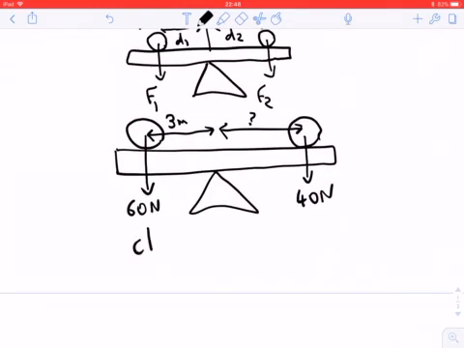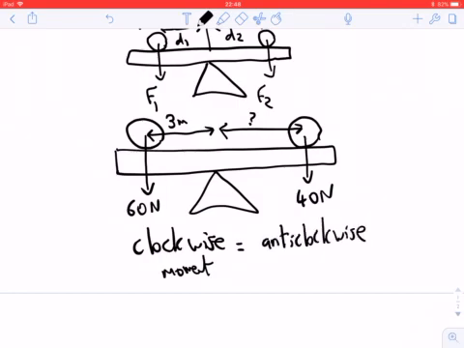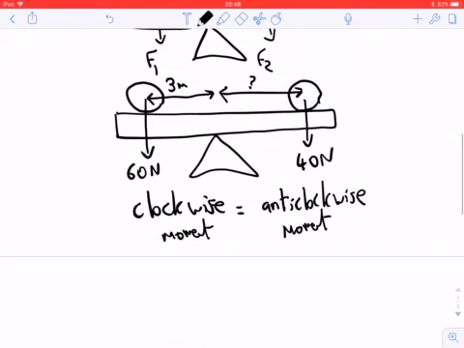So we apply the principle of moments, which says that the clockwise moment has to be equal to the anti-clockwise moment. Sometimes it helps to think about anti-clockwise and clockwise using arrows like this. So I've got those the wrong way around there. Let's just swap those around. So we've got a clockwise moment going that way and an anti-clockwise moment going that way.